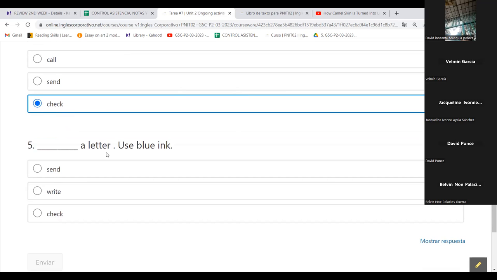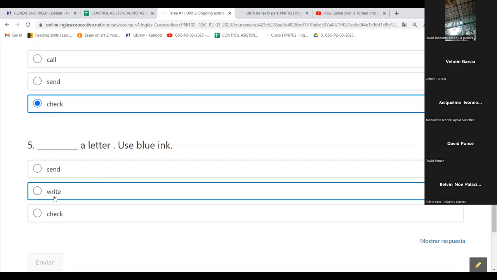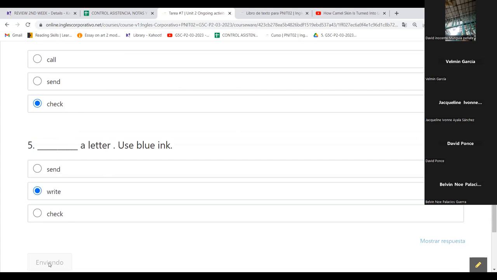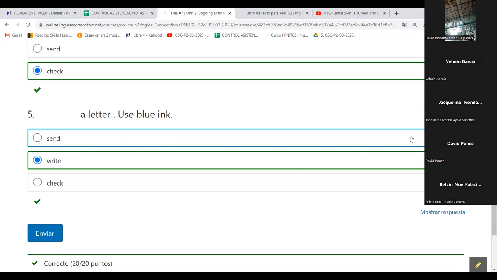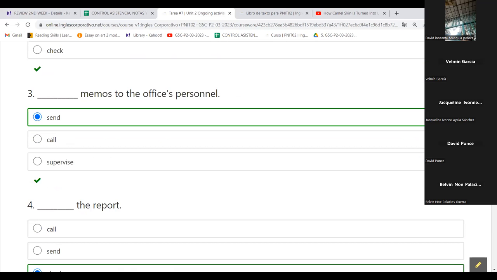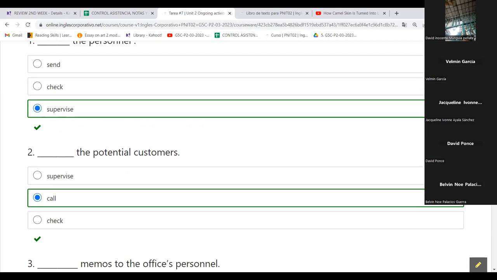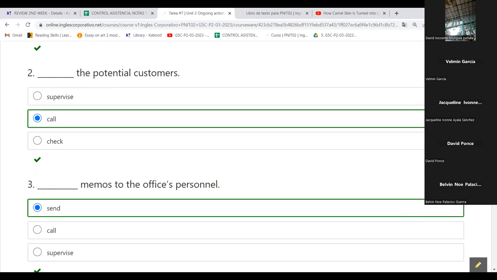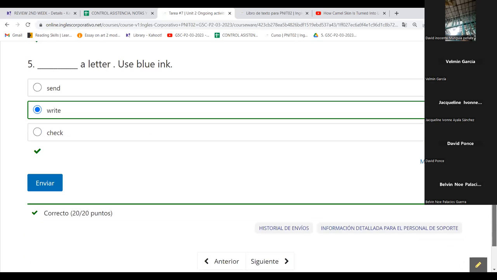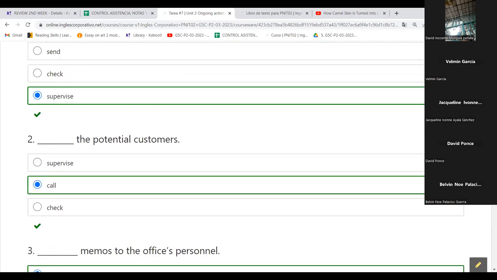Number 5. A letter. Use blue ink. Una carta. Ocupe tinta azul. Write a letter. Vamos a revisar entonces. And yes, we're checking. And it should all be like this. Todos deberían verse así. Usted le da send y tiene que tener puntaje parejo. Right? Esa sería la tarea 2, la del día martes de esta semana.